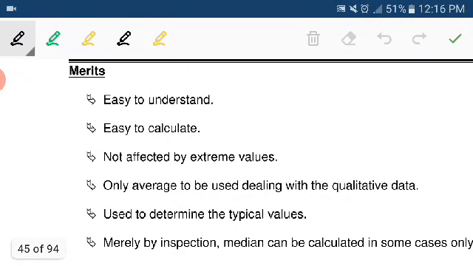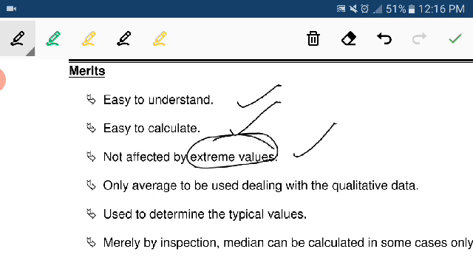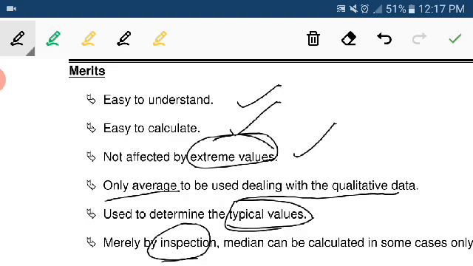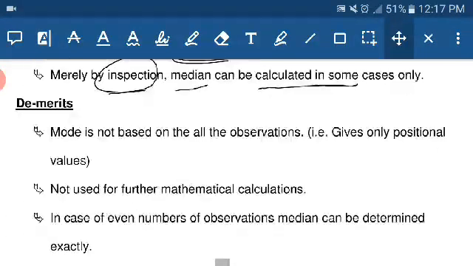Merits. What are the merits of the median? It is easy to understand, easy to calculate, and not affected by extreme values. Only average values are used, it is used when dealing with qualitative data, and it is used to determine typical values. It may be found merely by inspection in some cases only.